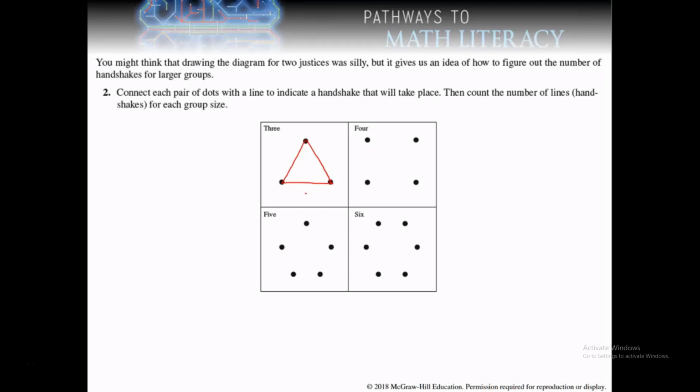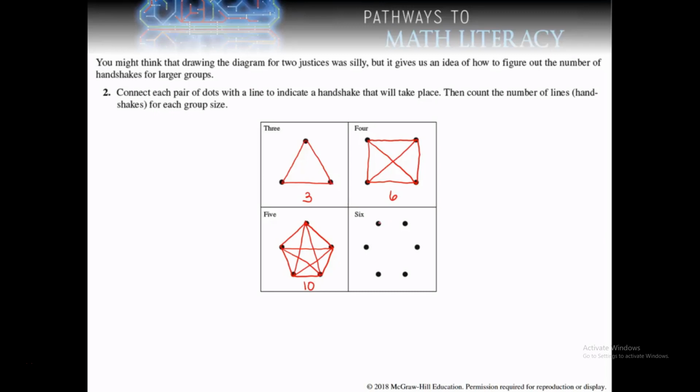So 3 handshakes. If there are 4 justices in the room, we'd have 1, 2, 3, 4, but then they also need to shake hands across the room, so 5, 6. If there were 5 justices in the room, 1, 2, 3, 4, 5, and then when you start drawing handshakes across to find the ones that have been missed, there would be 6 and 7, 8 and 9, and then 10.